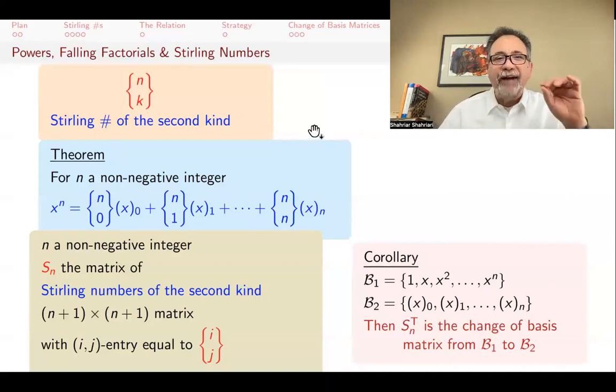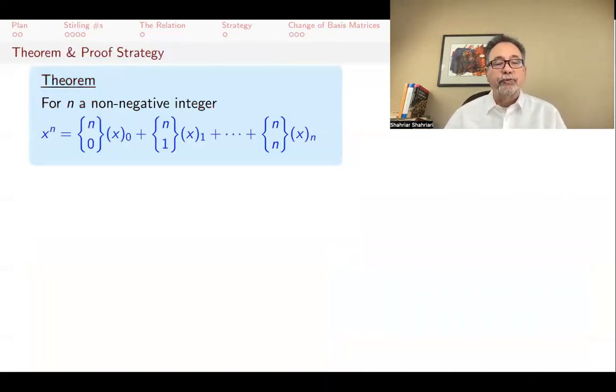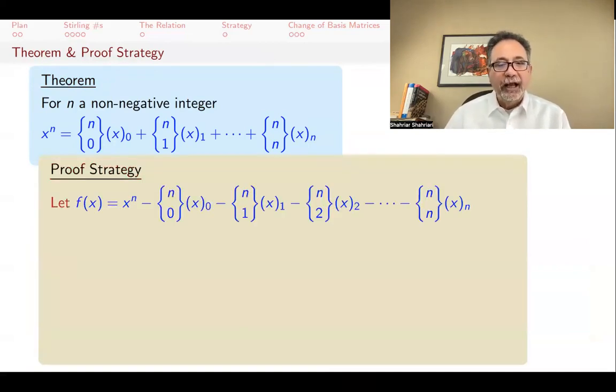Now, some of it I've actually proved in a previous video, but I will tell you. Here's what I want to prove: that if I take x to the n, I can write it in terms of falling factorials using Stirling numbers of the second kind. And here's the proof strategy. The proof strategy is actually sort of interesting.